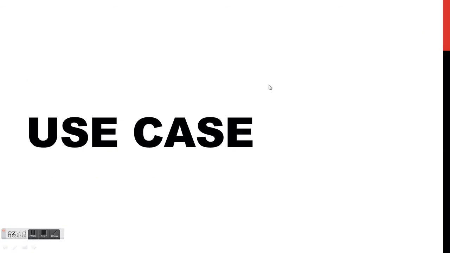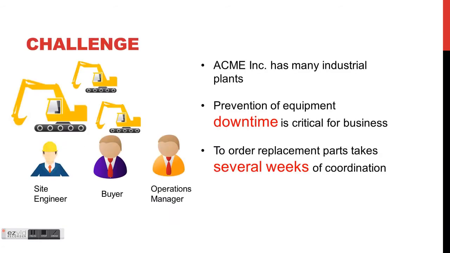So the use case I'm going to present today is of an industrial house, Acme, who has a challenge of equipment downtime. They use industrial equipment like excavators, and it takes several weeks to order a replacement part. And of course, the coordination between the different entities is a challenge. So we will see how Slack helps address this challenge.